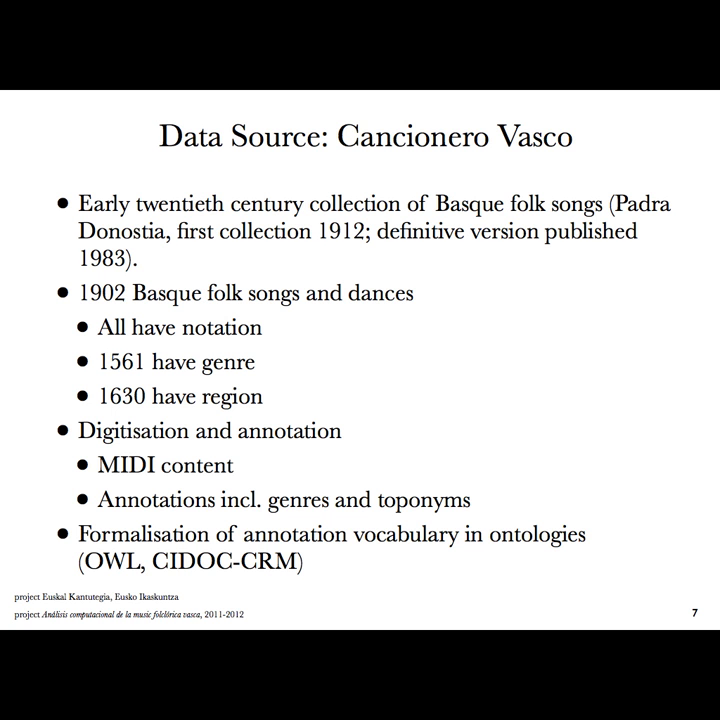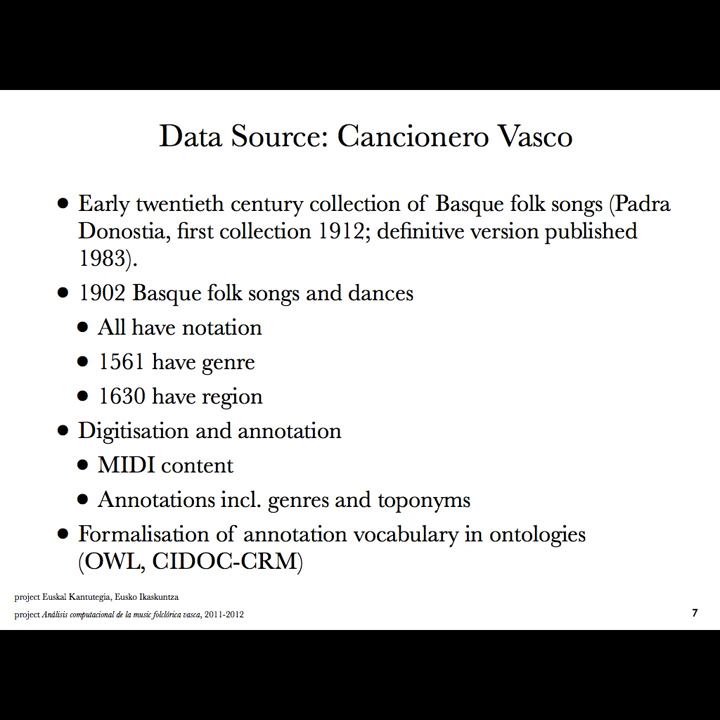And this was collected in the early part of the 20th century, and various people worked on this. It was collected by this Padre Doblister in the early part of the 20th century, and there wasn't a definitive version of this until the 80s. There were various editing things that were done. And this consists of almost 2,000 songs and dances. They've all got notation, and quite a lot have got some annotation about genre and region.